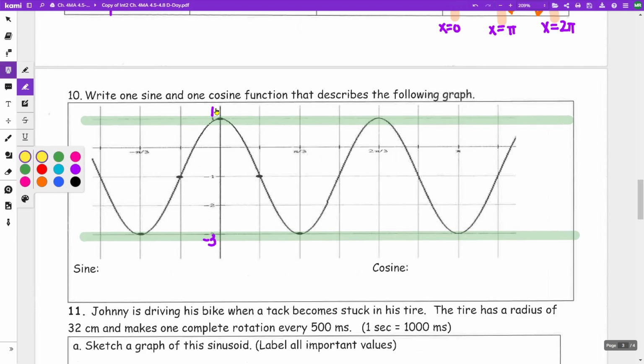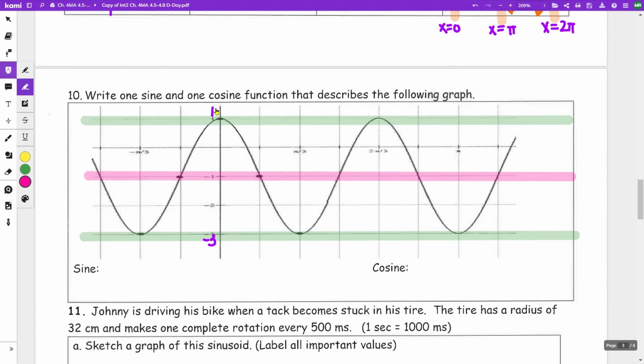So my zeros, my vertical shift is going to be here. That's where my vertical shift is, at -1. Okay. So from here, I can find my amplitude. My amplitude from here to here is 2. My K is going to be -1.